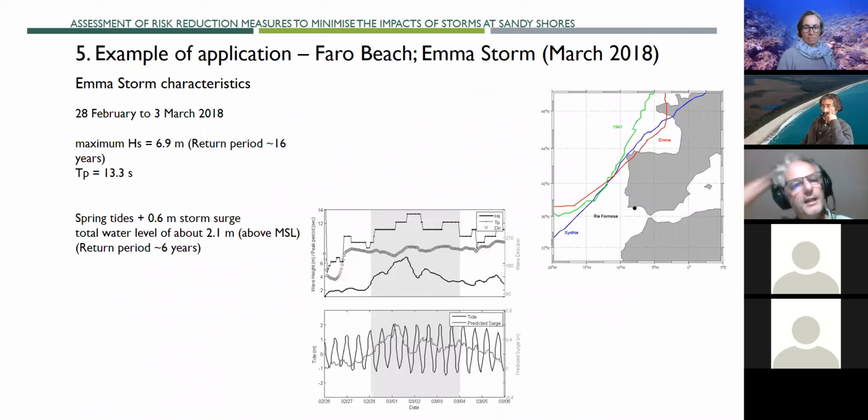Then 2 years ago we had the opportunity of not only testing these against a hypothetical storm that will occur every 50 years, but we did have a strong storm called Emma that hit the area between 28 February and 3 March of 2018. And it is an interesting storm because you have Emma here, the track of Emma in red. You have the track of Cynthia that I just told you about, that was one of the most devastating ones in Europe in the last years.